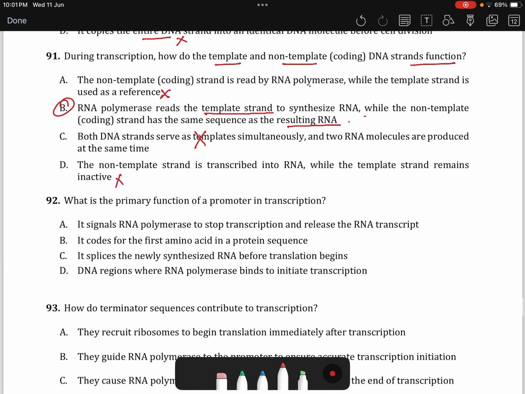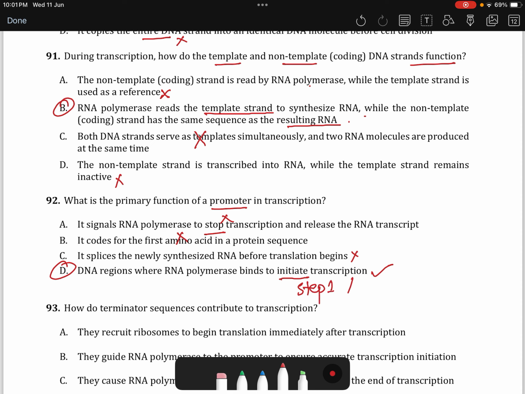What is the primary function of a promoter? Promoter, as we discussed up, is a place where RNA polymerase binds. So let us see how it happens. It signals the RNA polymerase to stop? No, that's the terminator. It codes the first? No, that's the translation. It splices the newly synthesized before translation? No, that is the role of the spliceosome. DNA region where RNA polymerase binds to initiate transcription. Yes. Okay. From here, initiate means step one.